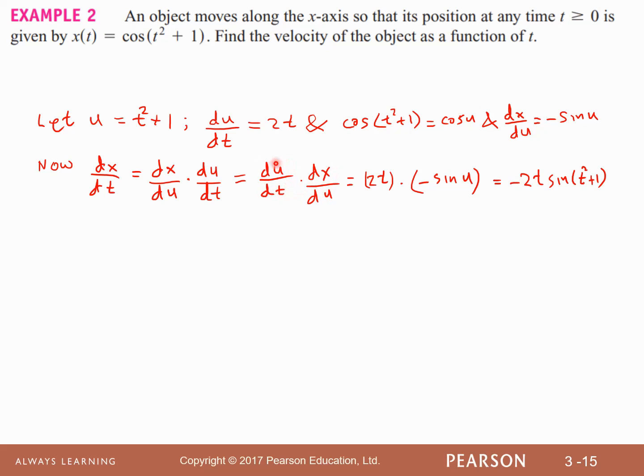We already said that is equal to 2t, so we have 2t in place of du by dt, and then we have to multiply that by dx by du. But then dx by du, we found it to be equal to negative sine u. So we're going to go ahead and multiply. Instead of dx by du, we put negative sine u. So we have 2t multiplied by negative sine u, that's equal to negative 2t multiplied by sine, and instead of u, we're going to go ahead and replace it by t squared plus 1. And that's going to give us the answer.